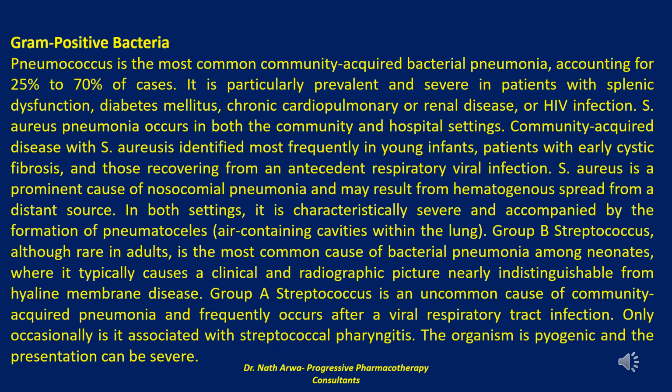the lung. Group B Streptococcus, although rare in adults, is the most common cause of bacterial pneumonia among neonates, where it typically causes a clinical and radiographic picture nearly indistinguishable from hyaline membrane disease. Group A Streptococcus is an uncommon cause of community-acquired pneumonia and frequently occurs after a viral respiratory tract infection. Only occasionally is it associated with streptococcal pharyngitis. The organism is pyogenic and the presentation can be severe.